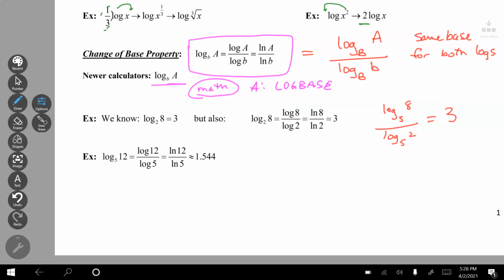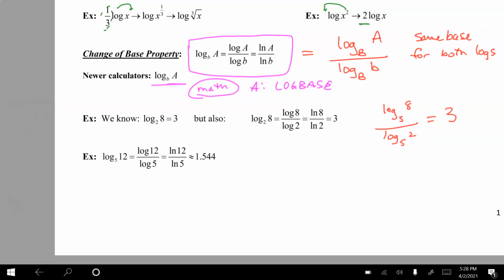So you can see all the little examples I did. It shows you they all work out the same. Even if I did log base 5 for both of them, I did another example here. It doesn't really matter as long as you're consistent. It's all going to work the same. Newer calculators, you can use that special key, the log base key.